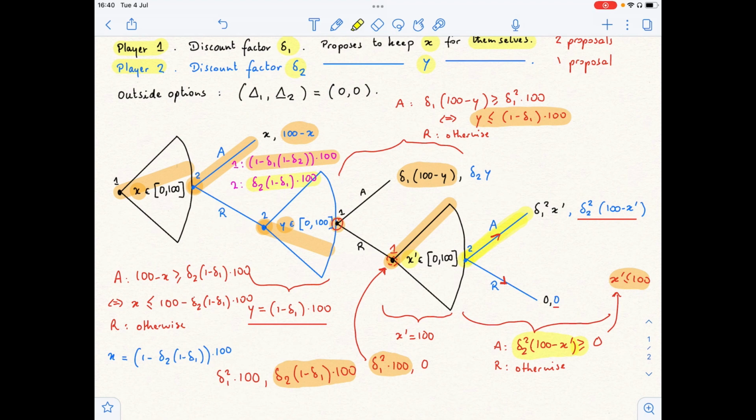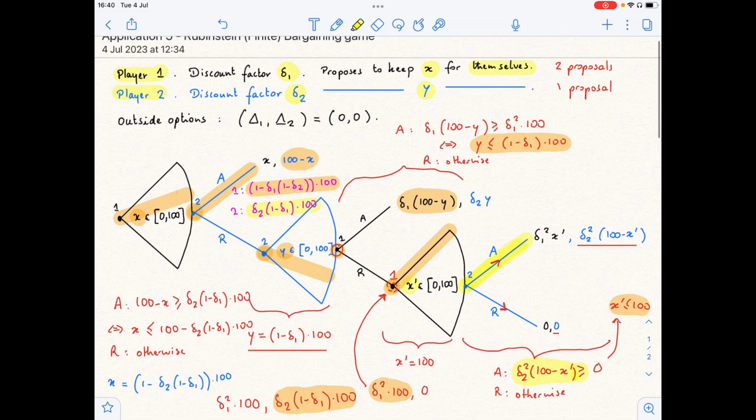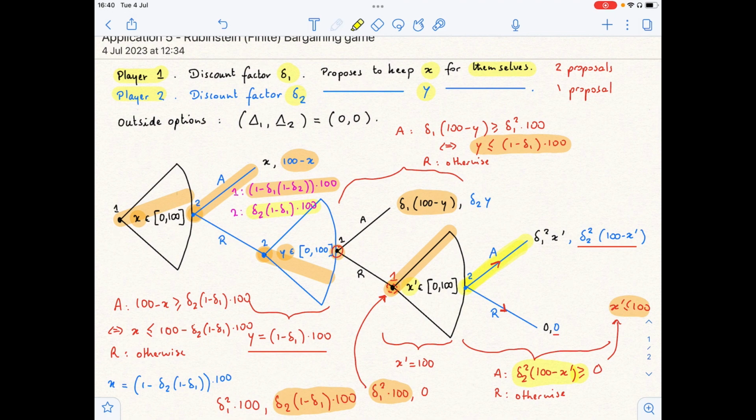And so this describes the subgame perfect Nash equilibrium. So in the end, they reach an agreement very early, right? They never reach nodes in the second, third period. They just propose the highest offer that will be accepted, and then player 2 accepts the offer.